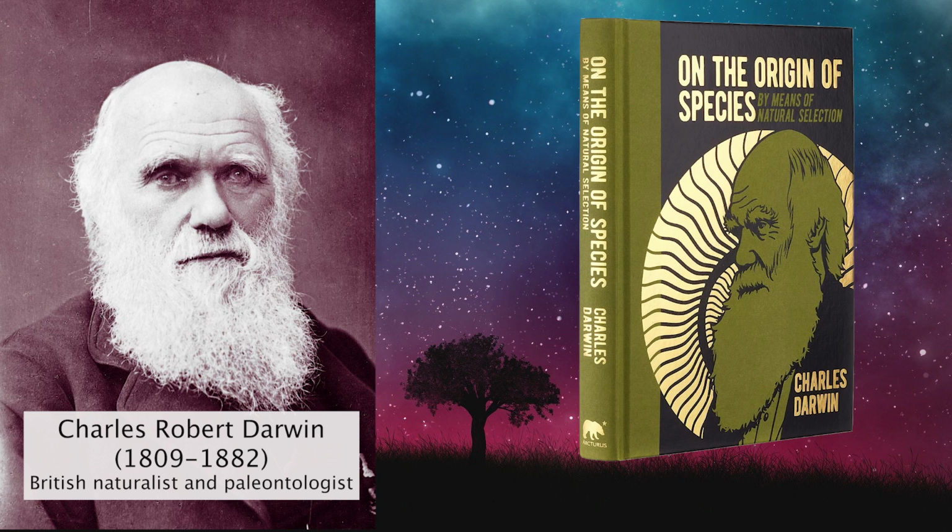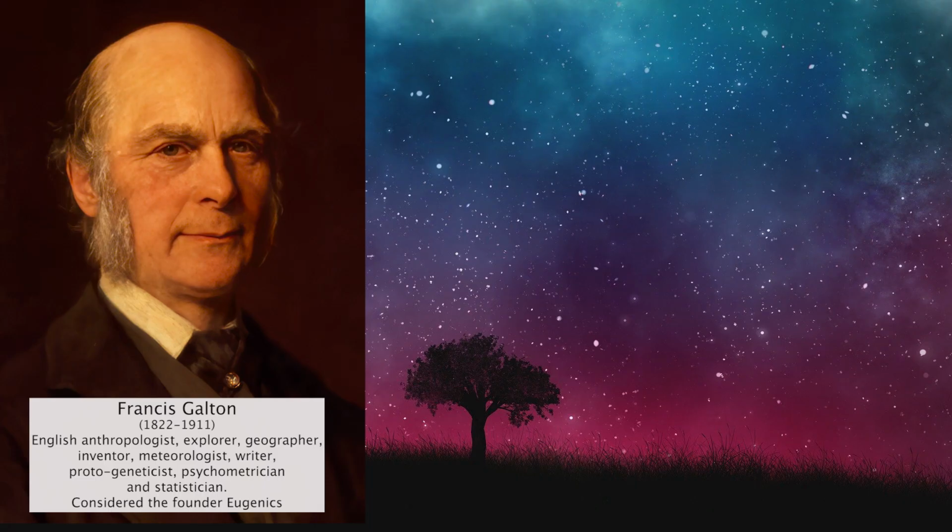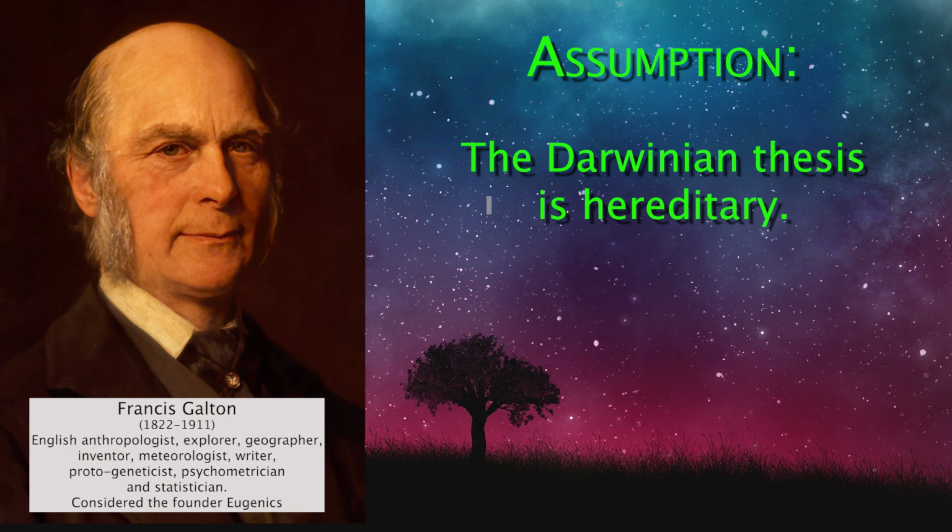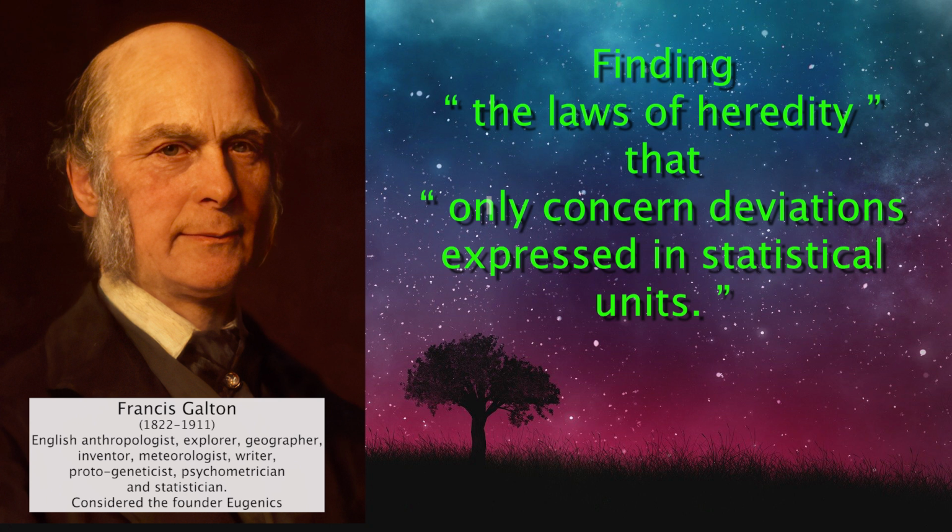But this paradigm led to the belief that developing statistics would provide a scientific basis for Darwin's thesis that natural selection of traits appropriate for survival occurs gradually over generations. The aim was to find mathematical laws of evolution based on measurable empirical data. For Galton, the founder of the eugenics thesis and the originator of the term, based on his assumption that the Darwinian thesis was hereditary, it was a matter of finding the laws of heredity.